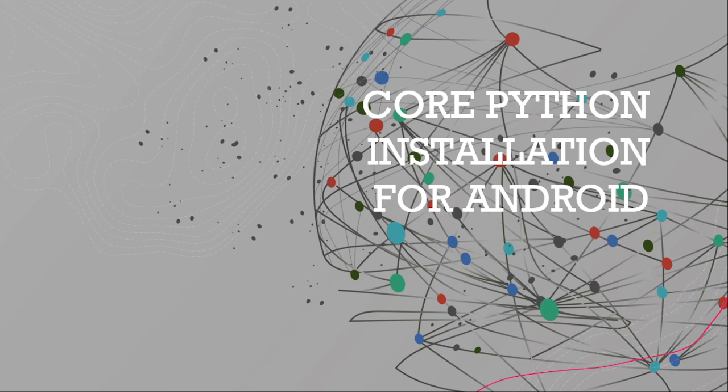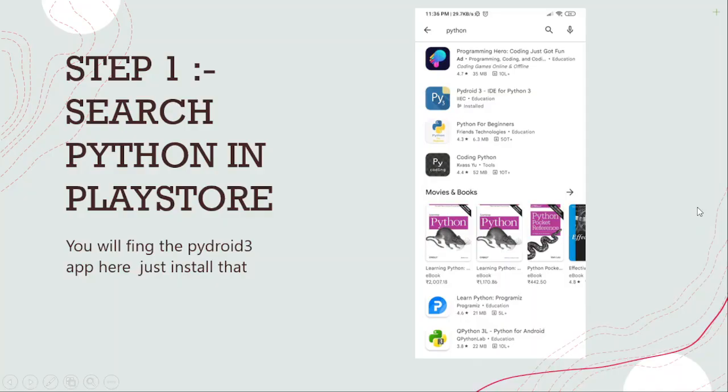Now I will show you how to install Python for Android users. So first go to Play Store and search for Python. You can see this app here and its name is PyDroid. So you have to just download this and install it.